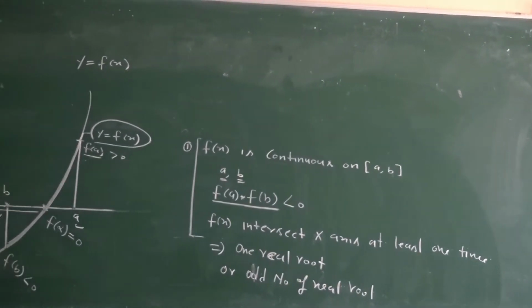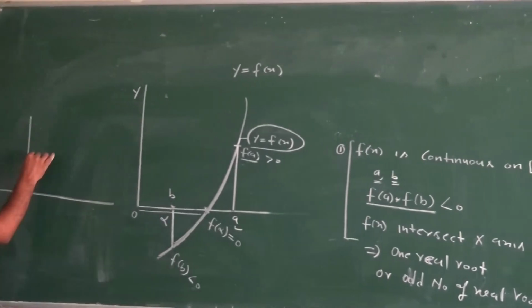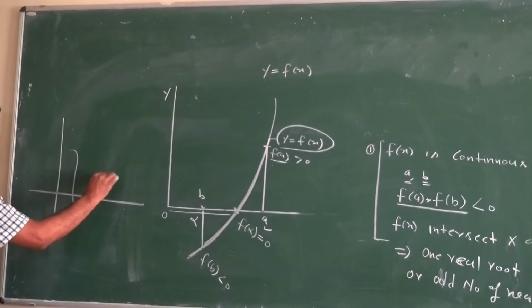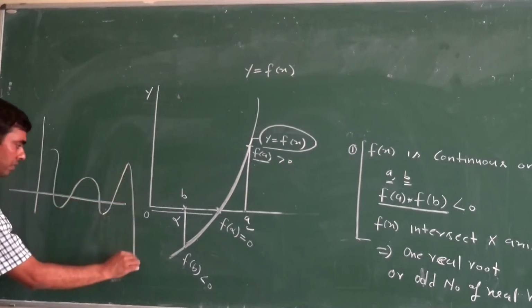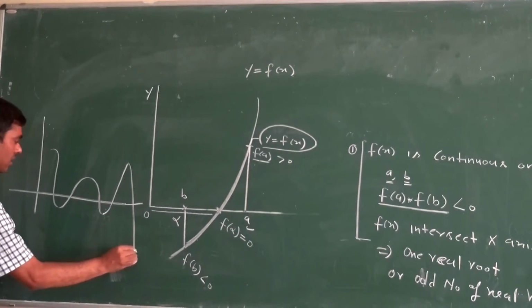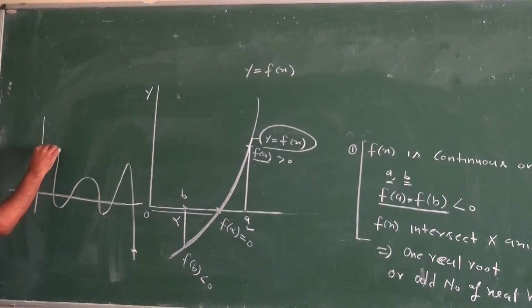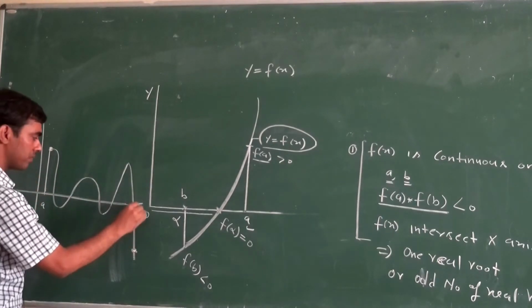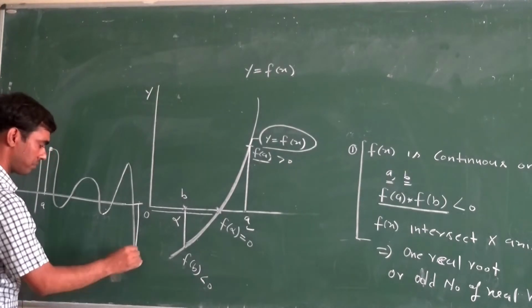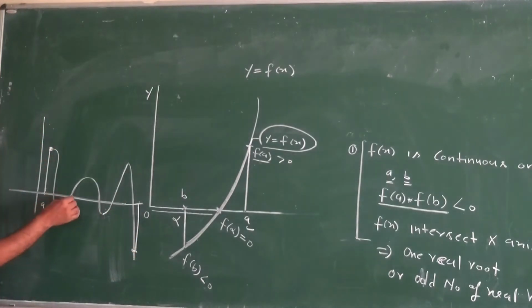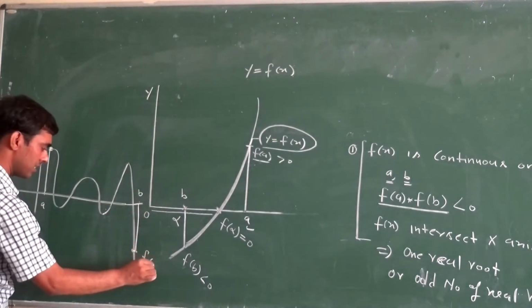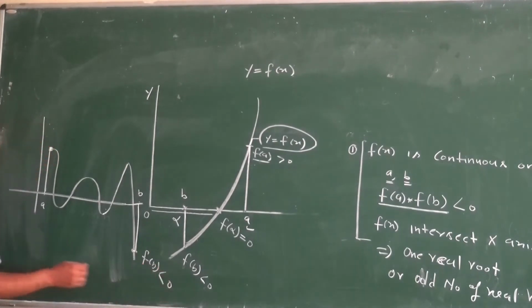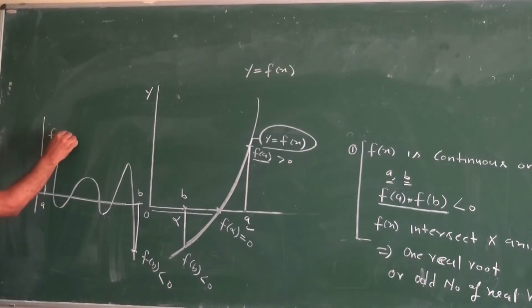For example, suppose here we consider this one is a function, and we take one point here and one point here. At this point, suppose this one is A and this one is B. At this point, obviously this one is f(a) less than 0. At this point, this one is f(b) greater than 0.